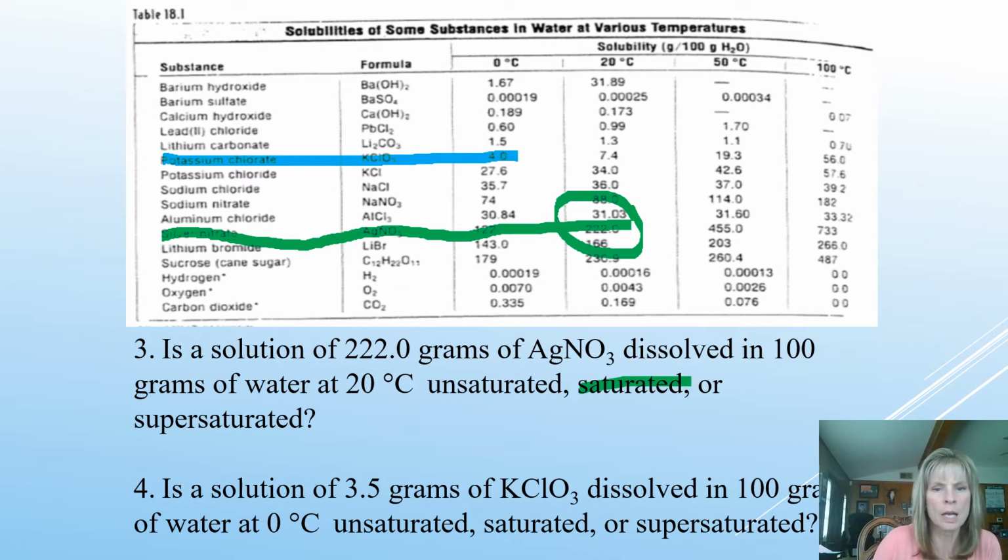Look at that straight line. There's potassium chlorate at 0 degrees. So we have 3.5 grams dissolved. Well, at 0 degrees, I could dissolve 4 grams. So that means it would be what? Yep, it would be unsaturated because I could dissolve a little bit more. I could dissolve another ½ gram.